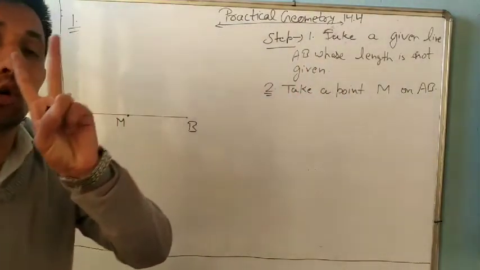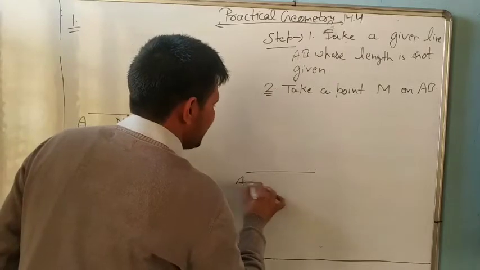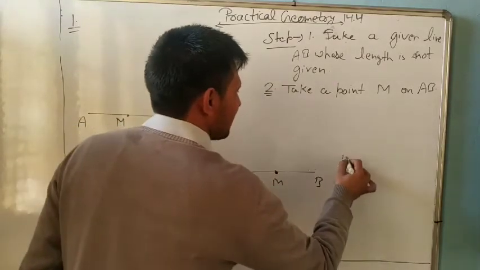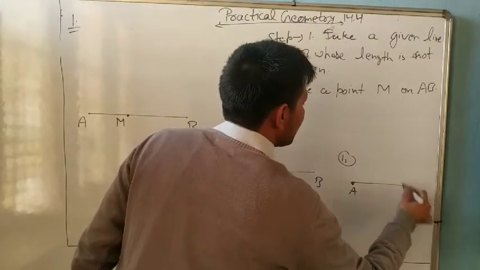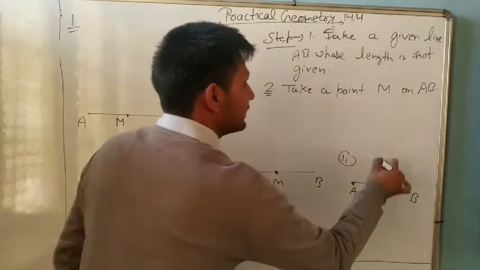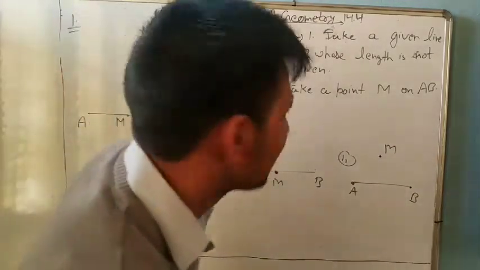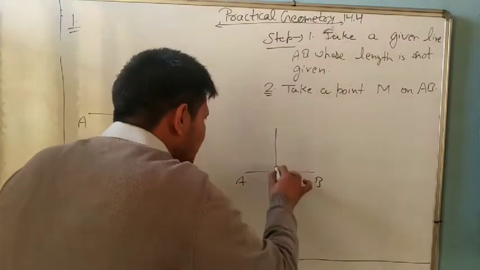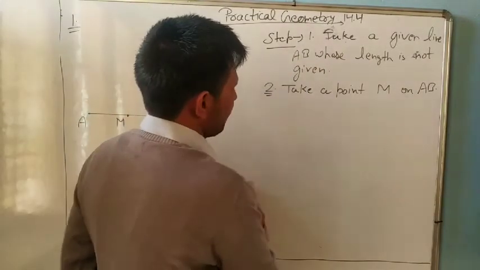There are two methods to draw the perpendicular. The first is when a point is given on the line, and the second is when the point is not on the line but outside it. Everyone knows perpendicular means we will draw one more line, and both are perpendicular. Perpendicular means 90 degree.